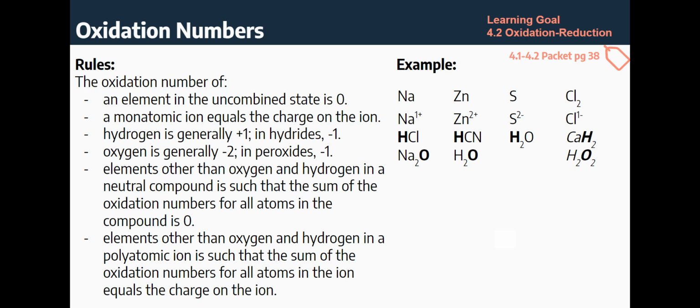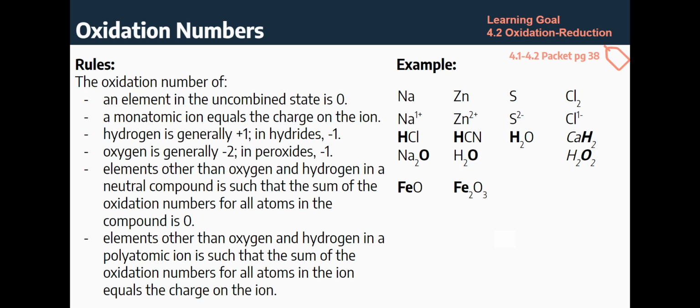So in H2O2, if each hydrogen is a 1 plus, then we have 2 of them. That's a total of a 2 plus. It has to be neutral overall. So those 2 oxygens have to give us a total charge of -2, meaning each oxygen can only be a -1.